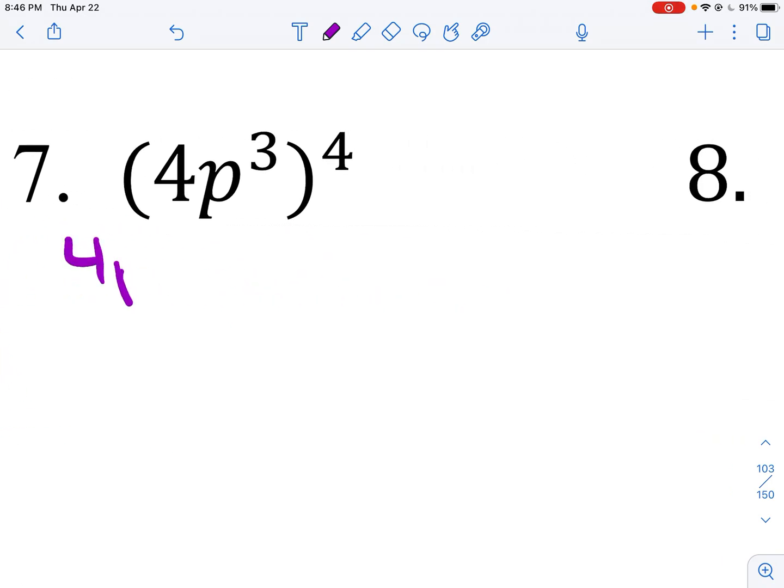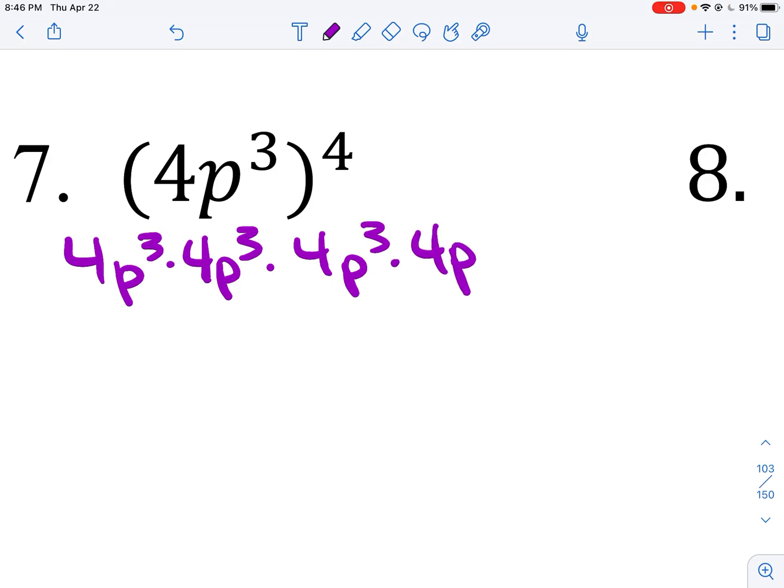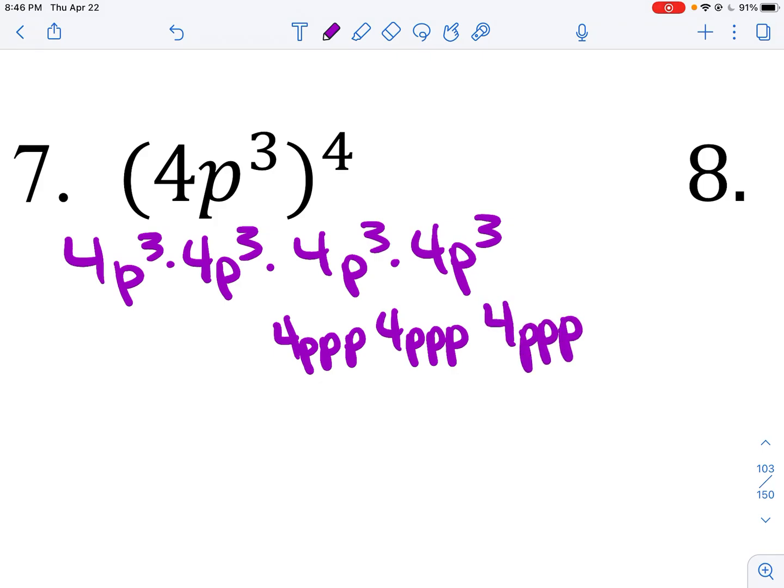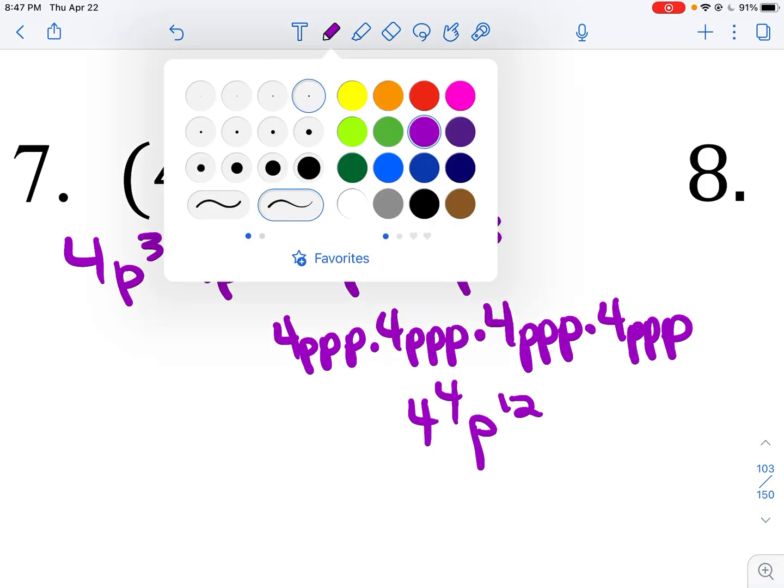So those are equal to each other. Okay, so this says 4p to the third times 4p to the third times 4p to the third times 4p to the third. If I multiply this out, 4p, p, p, 4p, p, p, 4p, p, p, and 4p, p, p. That would get me 4 to the 4th power. It would get me p to the 12th power.